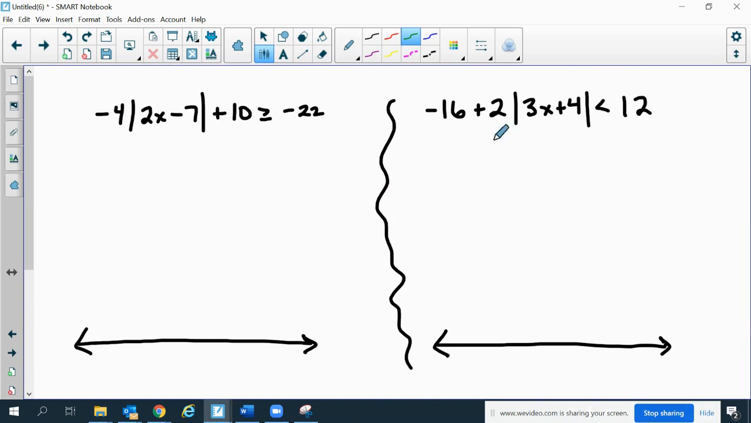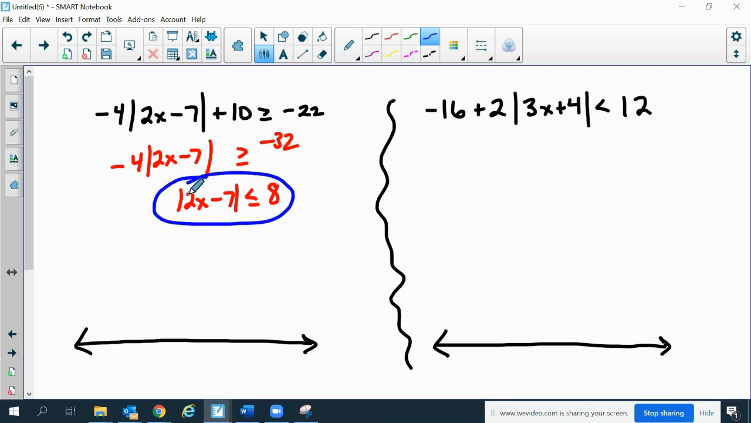Now, what if we have problems that are a little bit more complicated looking? Step 1, we always still have to isolate the absolute value. So if I subtract 10, I have negative 4, absolute value of 2x minus 7 is greater than or equal to negative 32. And then I divide by negative 4, so I have the absolute value of 2x minus 7 is less than or equal to 8. Once I isolate the absolute value, now I could still do this algebraically, but we've done that a ton of times. I'm just going to focus on the geometry.